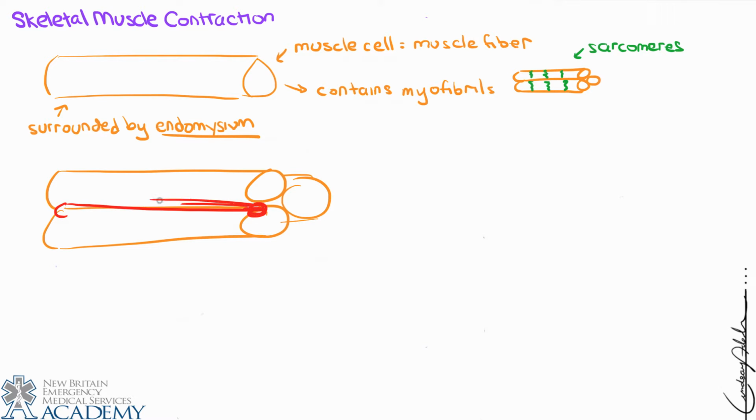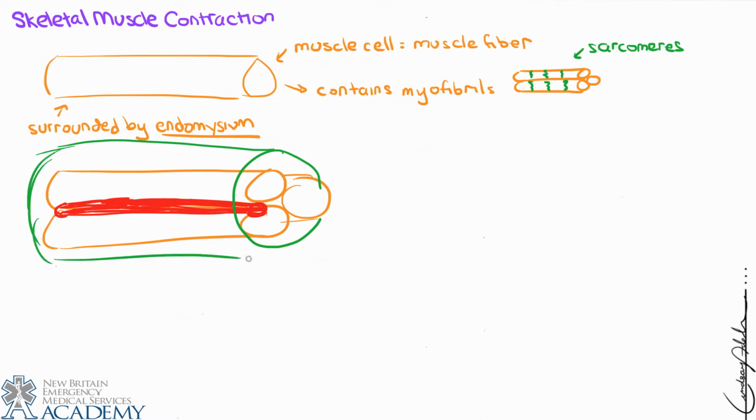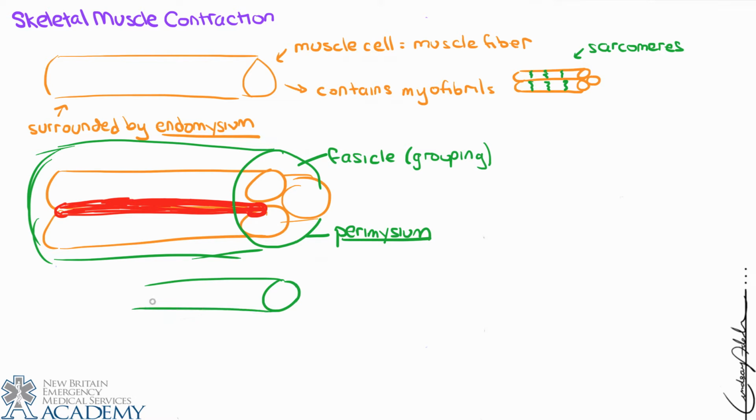Each muscle cell is surrounded by an endomysium, and the endomysium is different from the sarcolemma. We still have the sarcolemma, which is the actual cell membrane. The endomysium is a layer of connective tissue. It contains a capillary network and neurons and some cells that are responsible for repair of the muscle fiber as needed. If we take multiple muscle fibers and bundle them together, we call that a fascicle. The fascicle is surrounded by the perimysium, which contains some blood vessels and nerves as well.